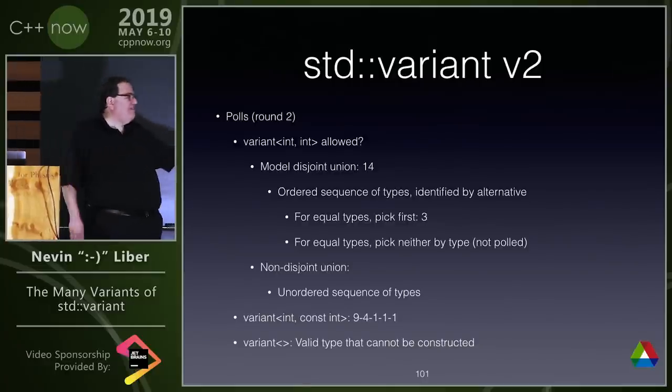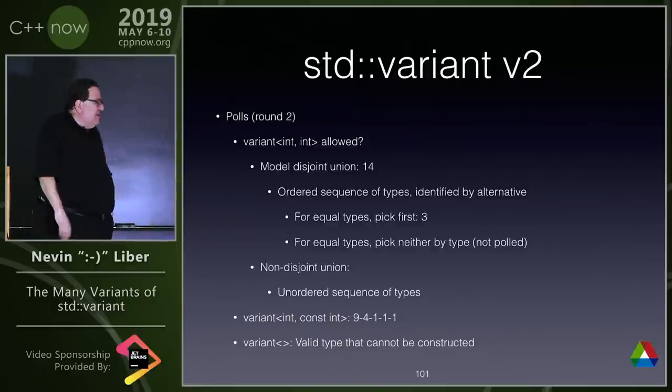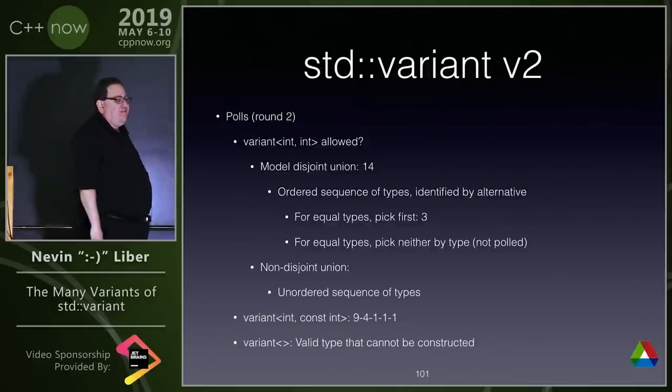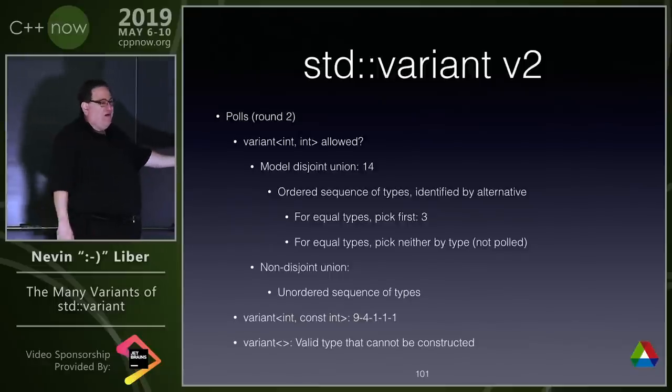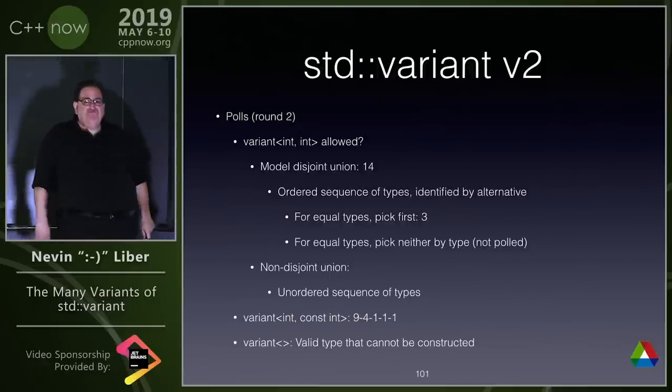Should we allow int to const? Sure, why not? Is this valid? Are you allowed to instantiate it? You cannot construct this because it has no members, but is it a valid type? Why not?